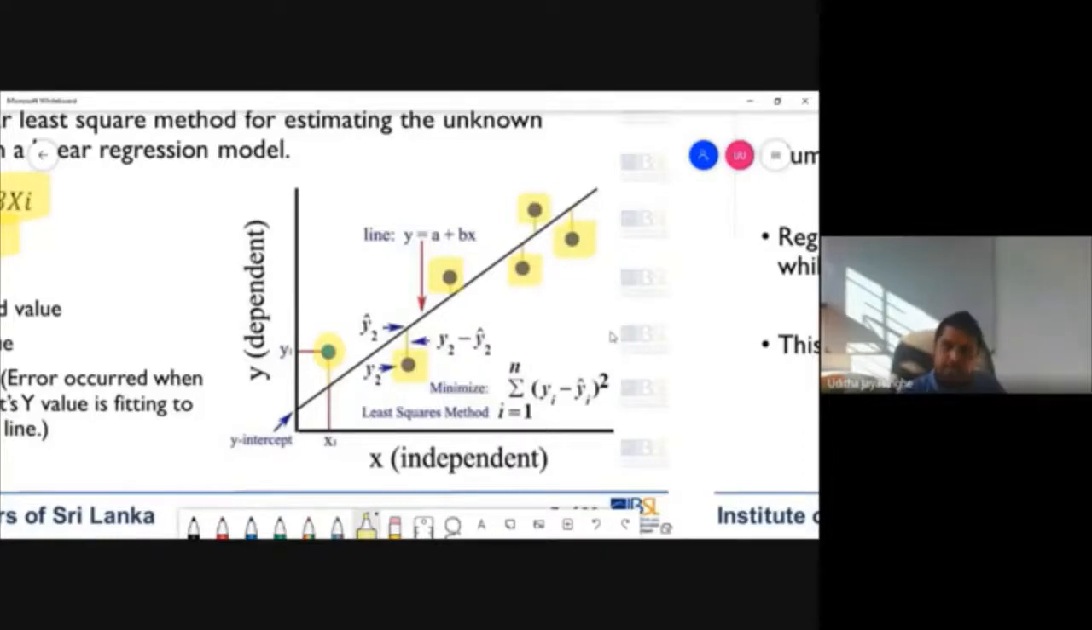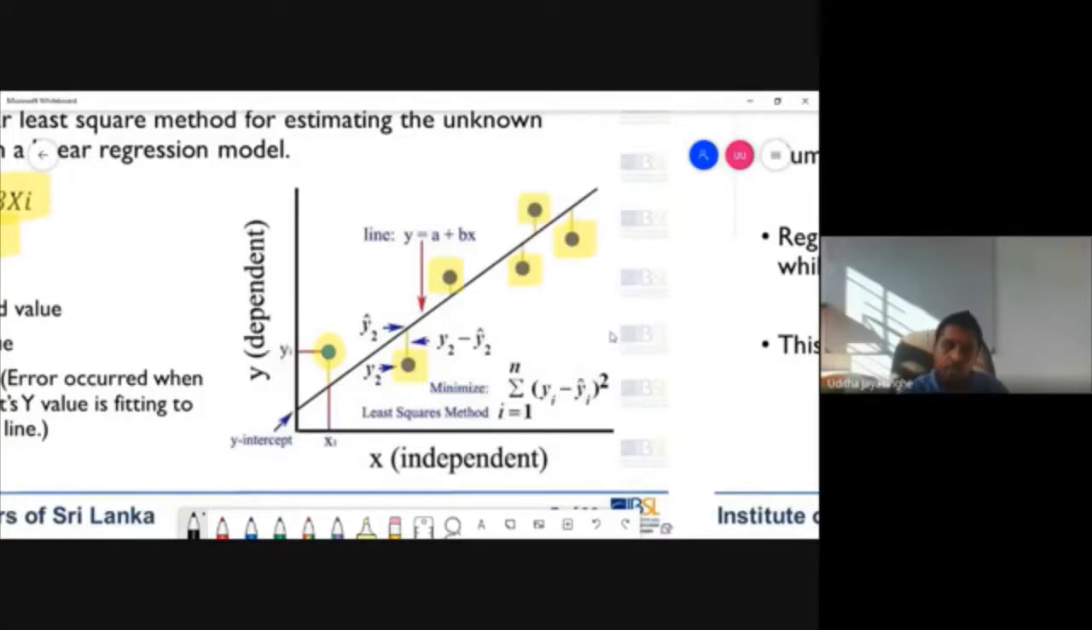Now, if I take one particular point, let's say for this given point of x1 and y1, these are the actual values. Look at this point 2. This is also coming as x2, y2. Similarly, for all these different points, we have x and y values.